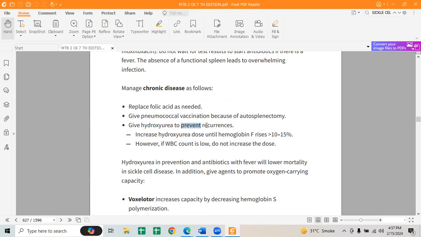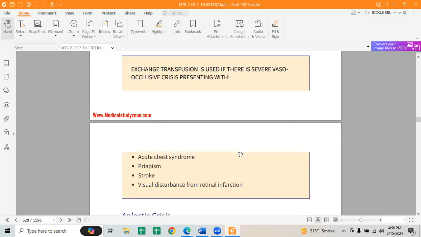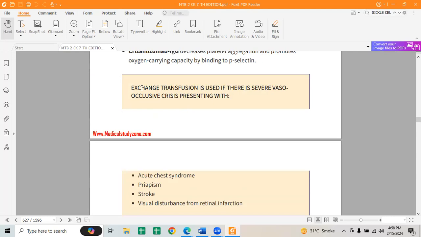Not for the treatment of acute crisis. Prevent recurrence. I told you, prevent recurrence. In the acute state, there is no role, right? And increase the hydroxyurea dose. Yeah, this is fine. They will not ask the hydroxyurea dose, but you just need to know. Exchange transfusion is used if there is a vaso-occlusive crisis presenting with complications.